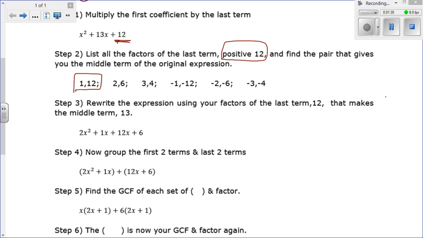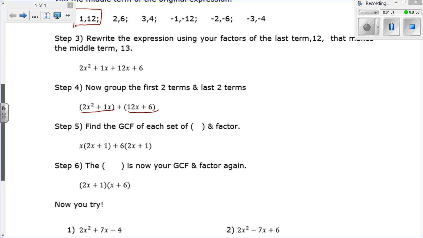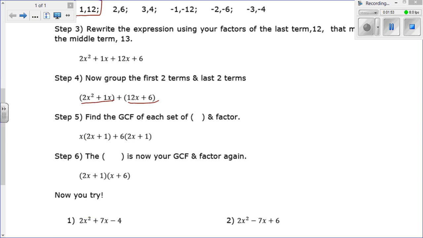Okay, now we want to group the first two terms together, which is the 2x squared and the x, and then group together the 12x and the 6. And just like we were doing the other day, factor out a GCF from both of those sets of parentheses. My first set of parentheses has an x as its GCF, so it becomes x times 2x plus 1. And the second set of parentheses has a 6 in common, so therefore we just factor out the 6 and get 2x plus 1.